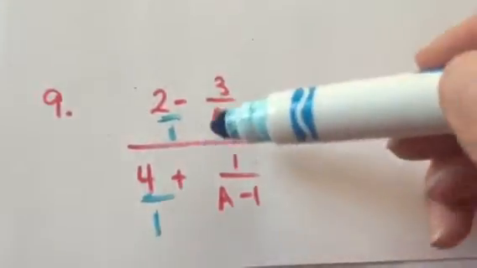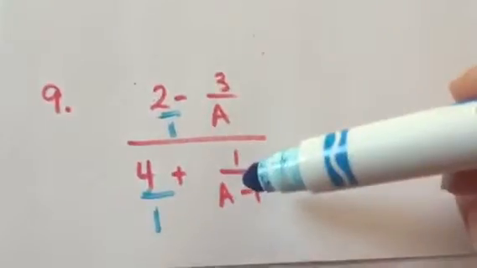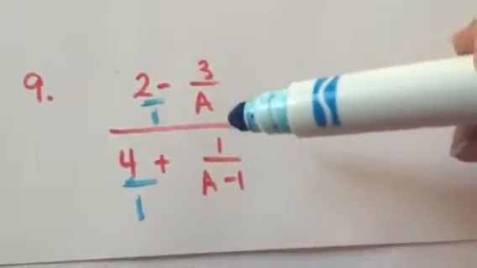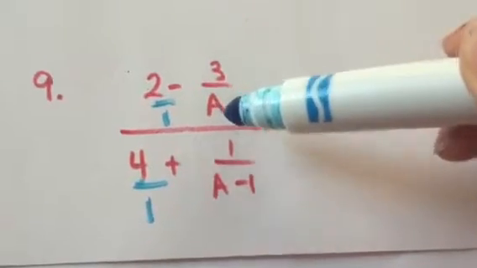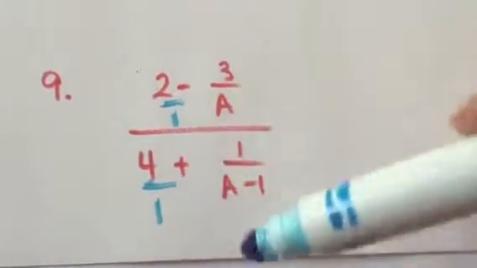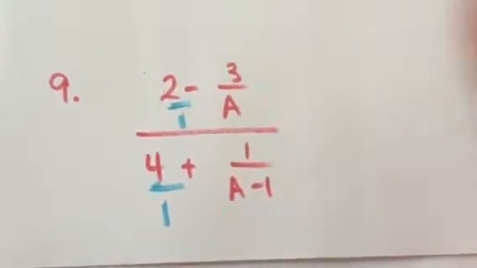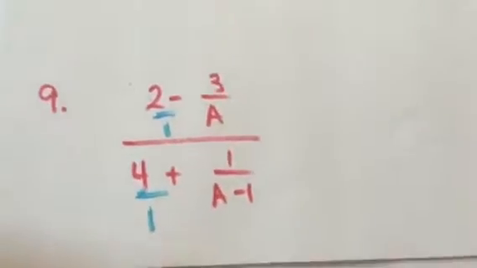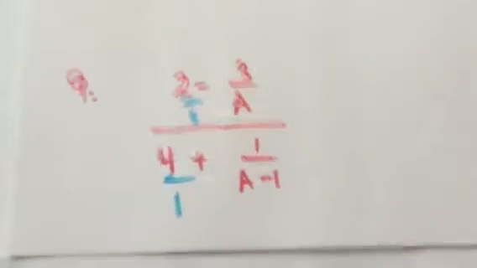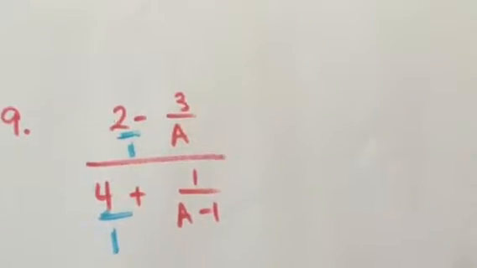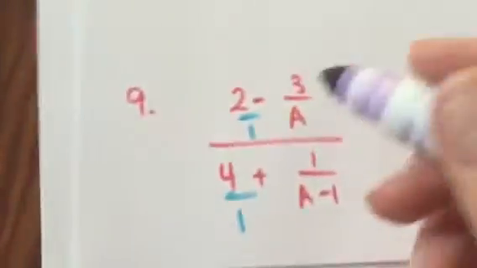When I look at my denominators, I have 1, 2, 3, 4 fractions within my complex fraction. My common denominator is a times a minus 1. You have to include both. So I'm going to multiply all 4 of these by a times a minus 1. I'm going to squish this in here. Hopefully I can do this.